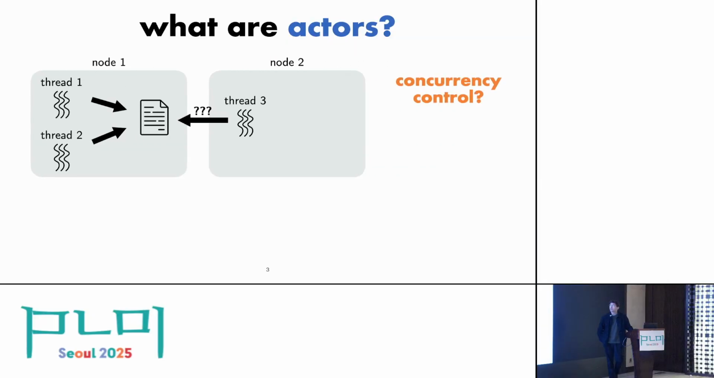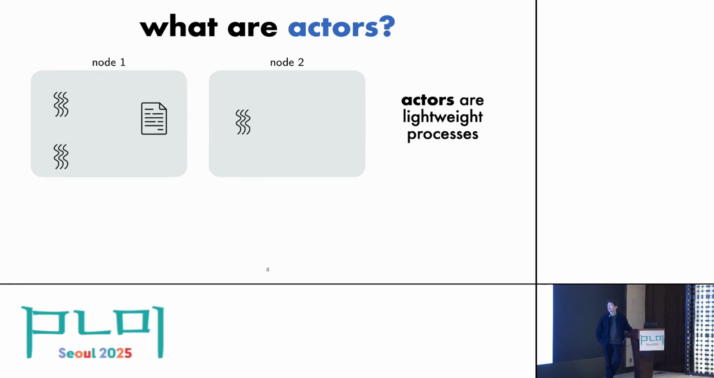And you have a couple of issues in this situation, right? One is concurrency control. You need to make sure that the threads aren't writing to the file at the same time. You need to make sure there's some kind of way for that thread, thread 3, to be able to actually access the file even though it's on a different node. And you probably want to be able to clean up the file when you're done with it. So actors are just these lightweight processes that solve those three problems. You can think of it that way.